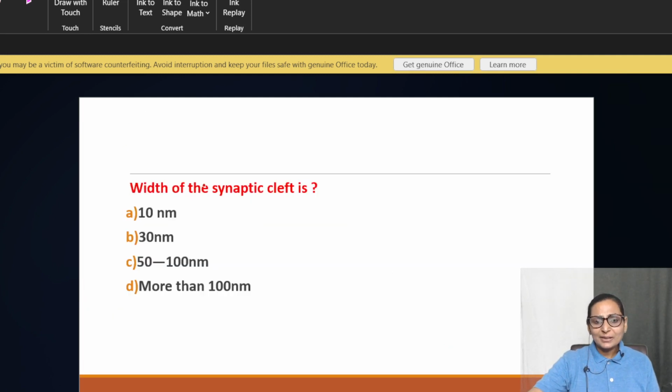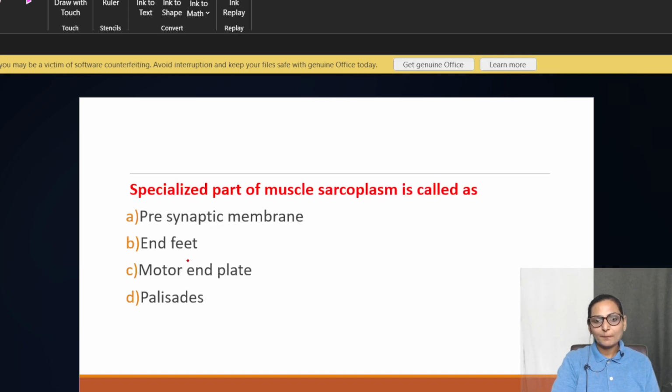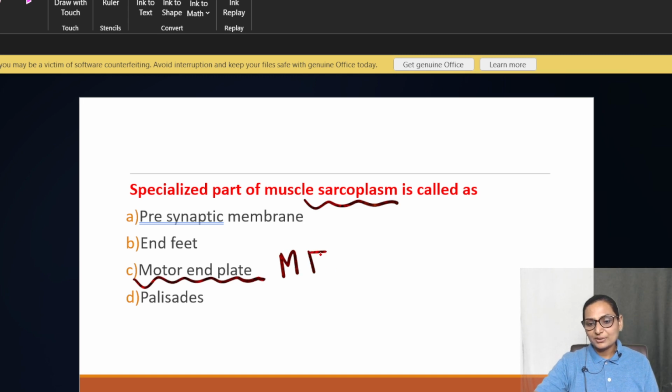Now let's wind up with a few MCQs. What is the width of the synaptic cleft? A, B, C, D. Obviously it is between 40 to 100 nanometers. The specialized part of the sarcoplasm is: presynaptic membrane, end feet, motor end plate, or palisades? It is the motor end plate, and therefore the local potential that develops is called the motor end plate potential.